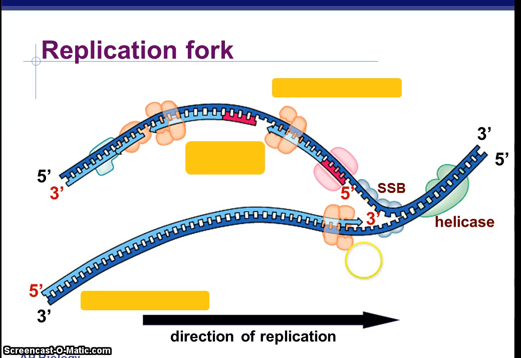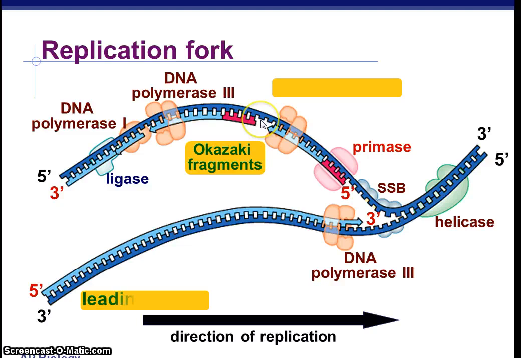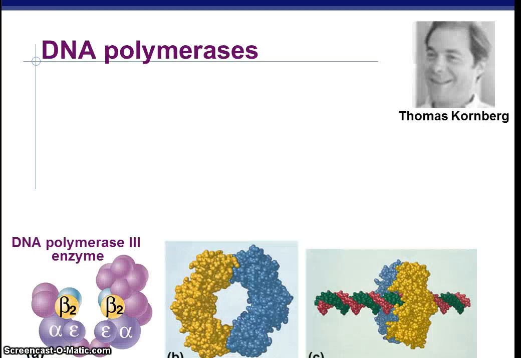So this way we have our binding proteins, we have our helicase opening everything up, we have our primase mostly made up of RNA, we have DNA polymerase that can easily bind here. We have our Okazaki fragments because they're basically binding the wrong way. DNA polymerase 1, the leading strand and lagging strands. Going into the DNA polymerases again.